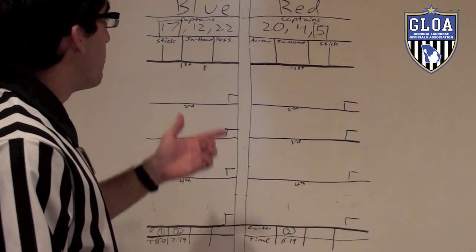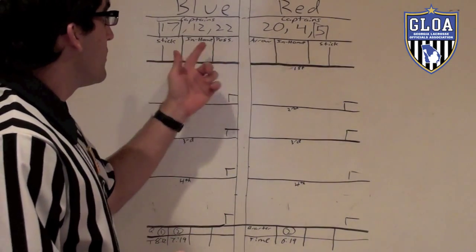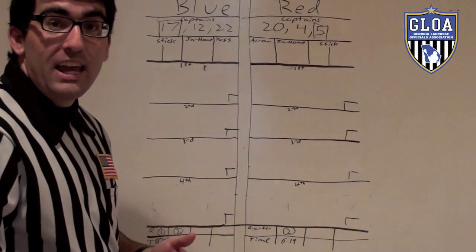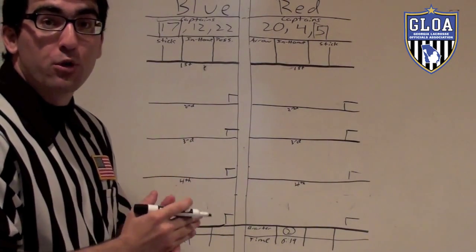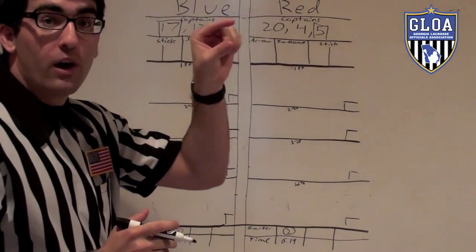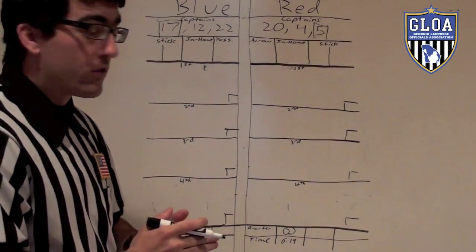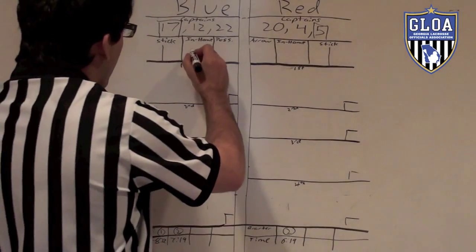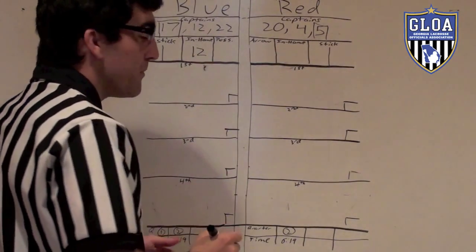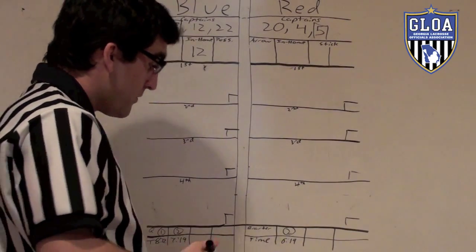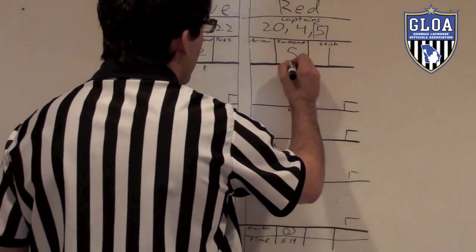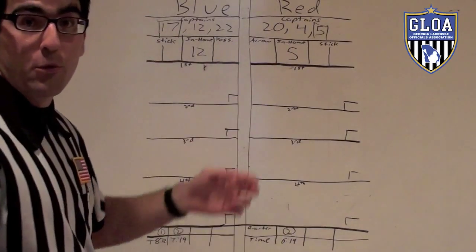Now, it's important to note from both coaches, you need an in-home, which is always the first attackman in the book. Should be listed as player number 1 in the scorebook. So we're going to go ahead and say this is number 12 for the blue team. Should be, again, the first attackman in the book. And then we'll use number 5 for the red team.